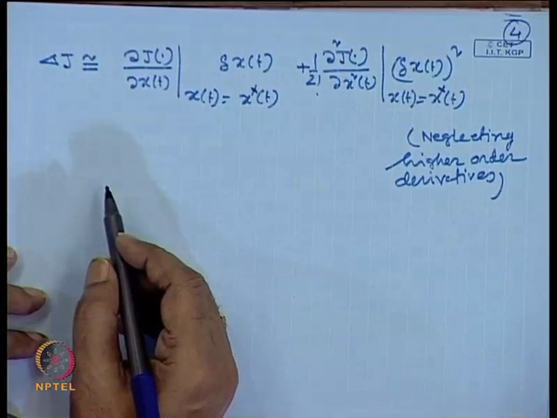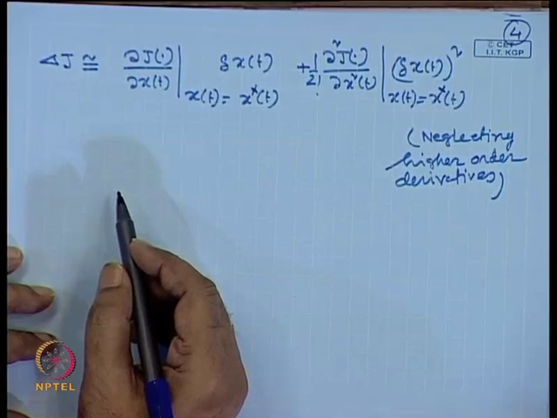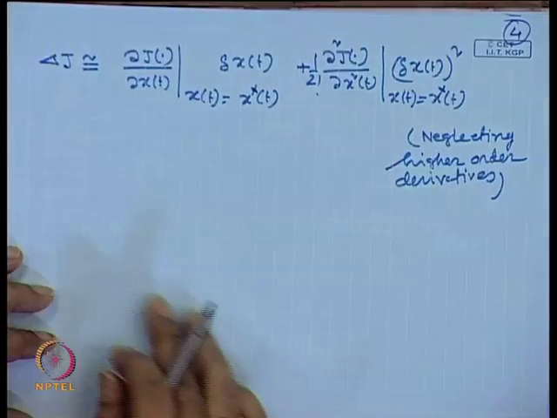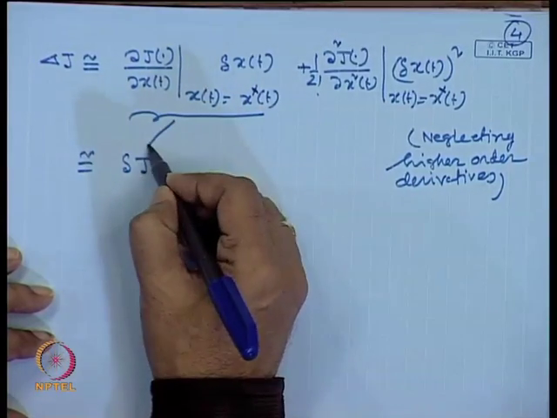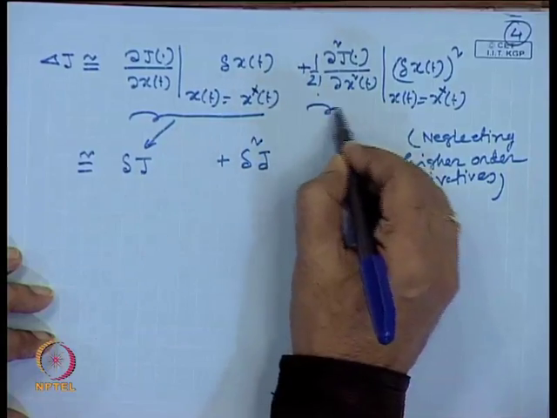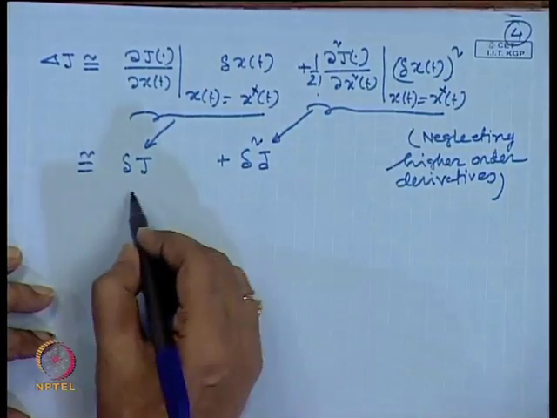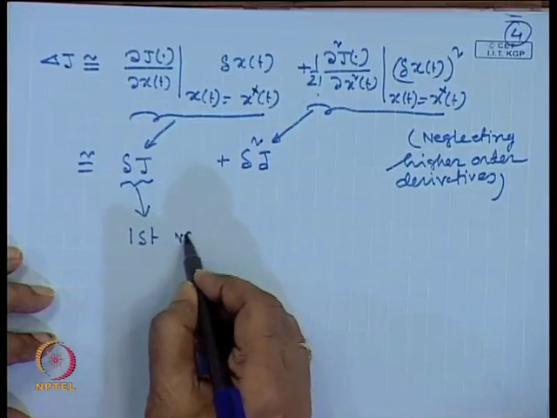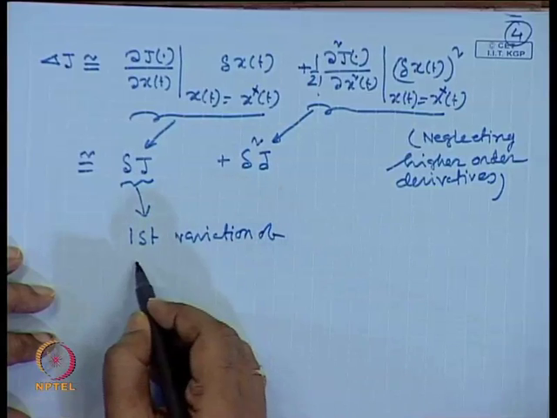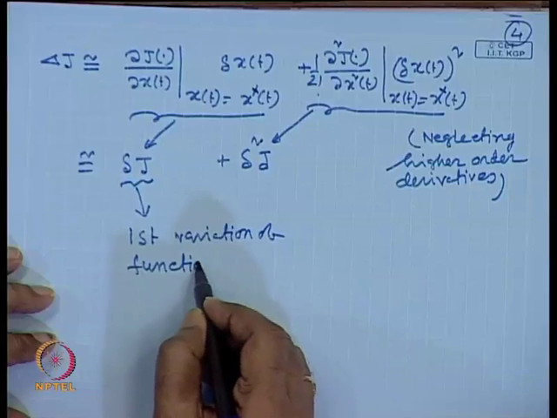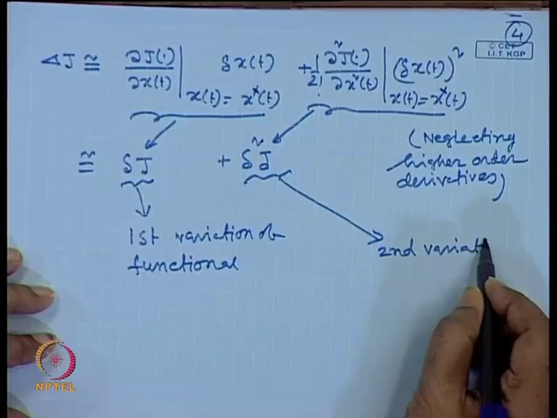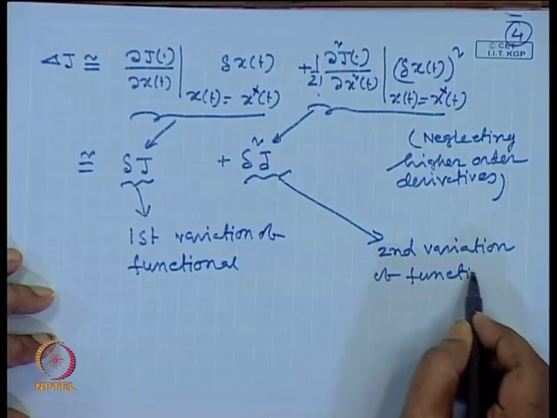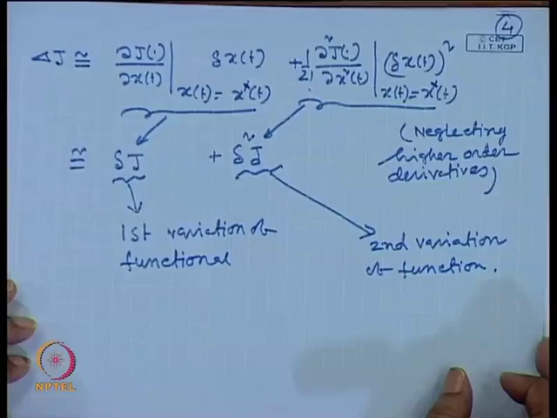Agree? So, if you recollect, our basic necessary condition for the single variable case is that the first derivative must be 0. Just for simplicity, I am using delta j for this part, and delta square j for this part. This is called the first variation of the functional, and this is called the second variation of the functional, and these two variations are important to conclude whether the functional is a minimum or maximum.